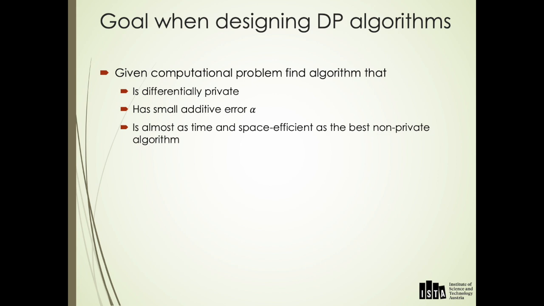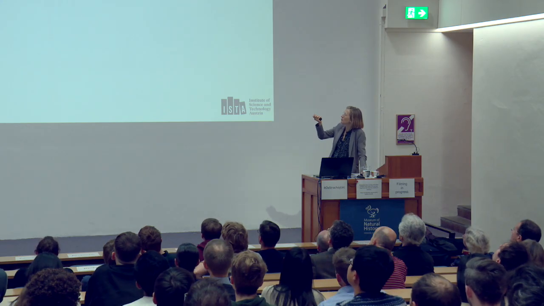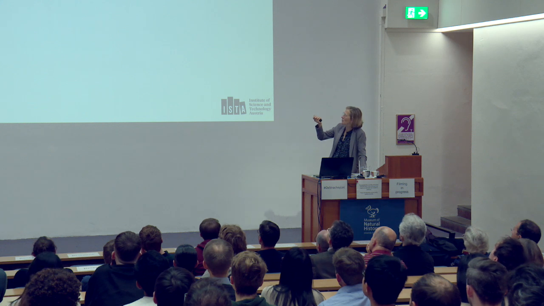And the running time, and also the space usage, should be almost as good as the best non-private algorithm. So these are the three things you're trying to optimize, and it's usually in that order, which means people in papers usually stop after the first two, and sometimes already after the first.